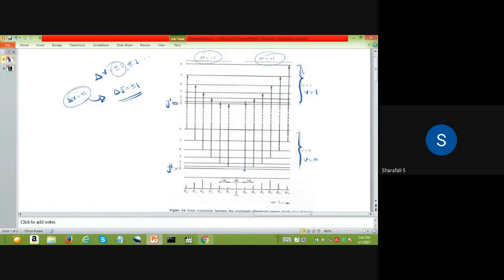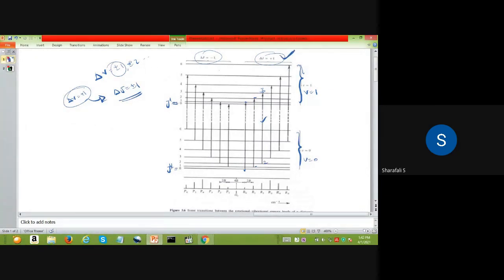So 0 to 1 it can go, from 1 to 2 it can go, from j equal to 2 to 3 it can go. In all these transitions, your delta j equal to plus 1. If you are taking the difference between the higher and lower state, in this case we have 1 minus 0, in this case 2 minus 1. In this transition, we have j equal to 3 here, j equal to 2 here. So 3 minus 2 is plus 1.